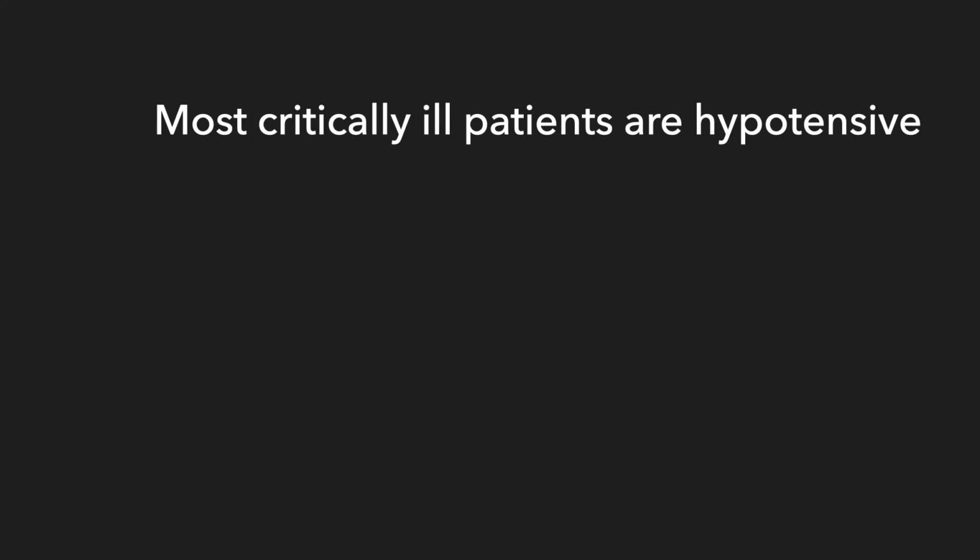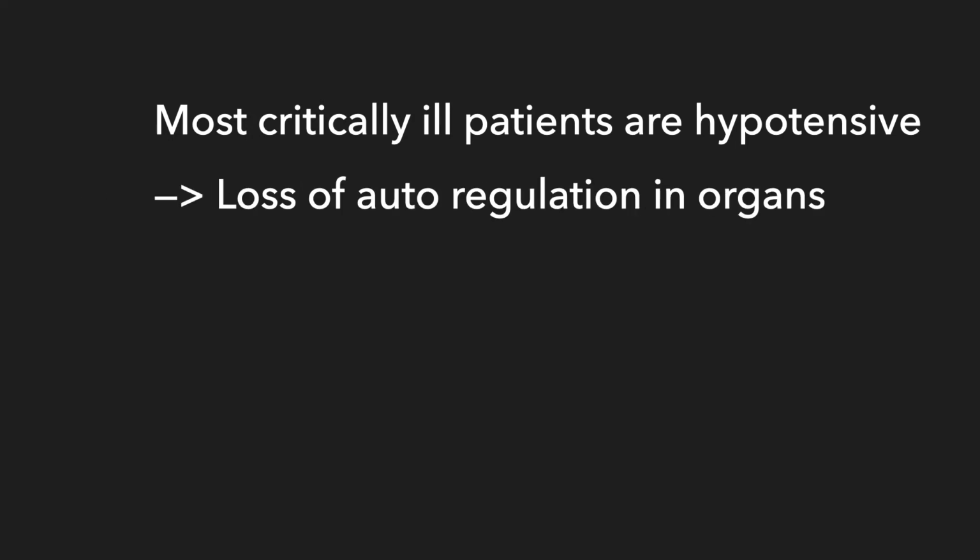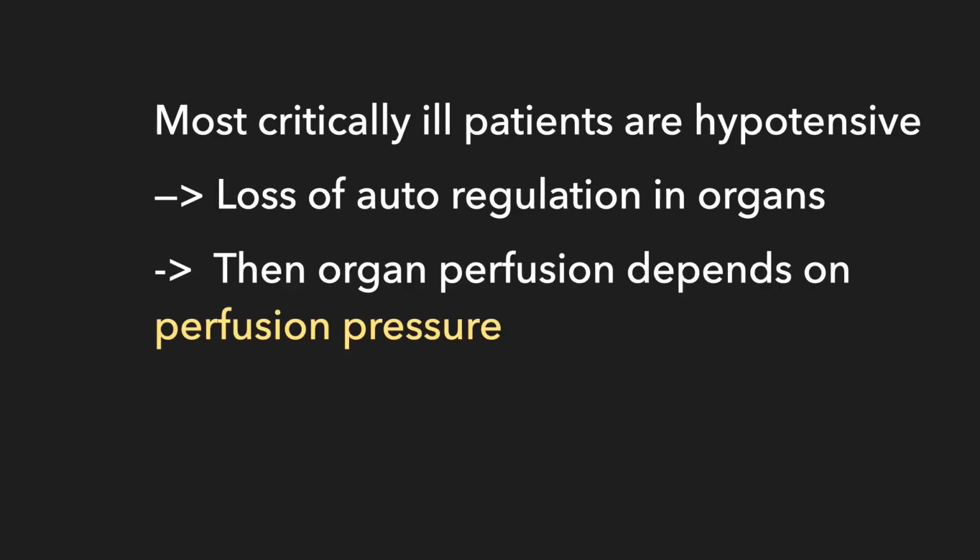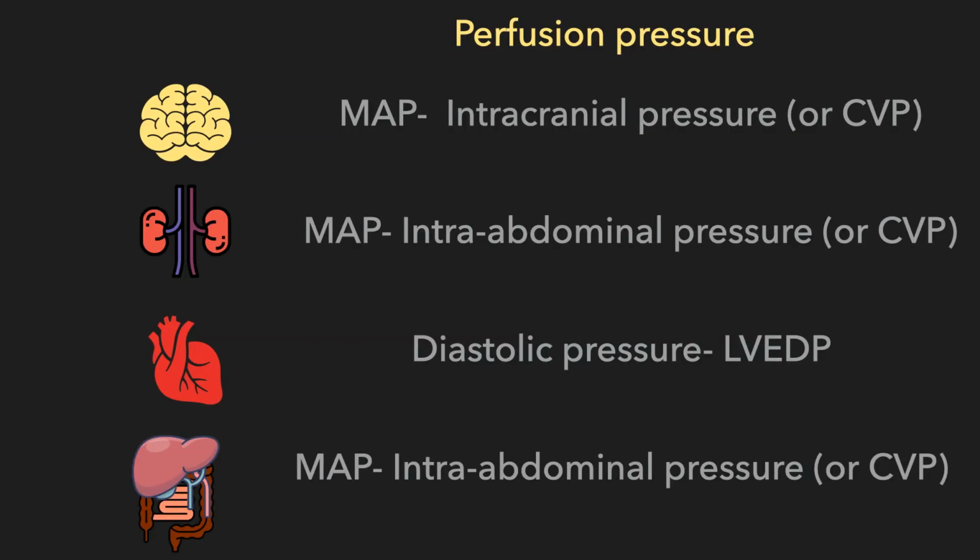Most critically ill patients are hypotensive. When you become hypotensive, you lose all the autoregulation in organs. Your sympathetic tone is not able to maintain your arterial tone, and then your organ perfusion will depend on the perfusion pressure. So it's important to understand that during the initial resuscitation, when a patient becomes really hypotensive, you should think about the perfusion pressure and try to increase it so your organs can restore autoregulation.